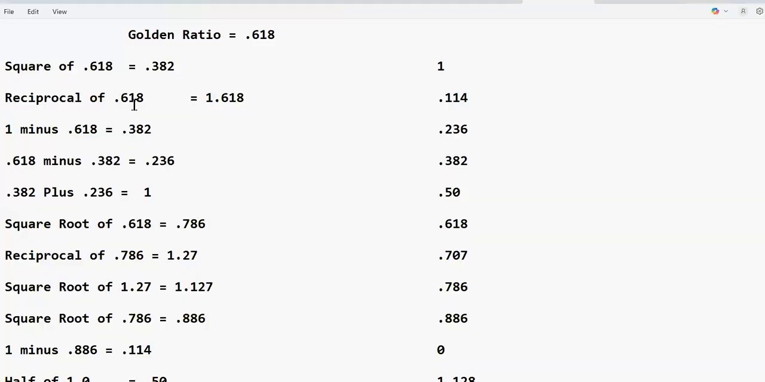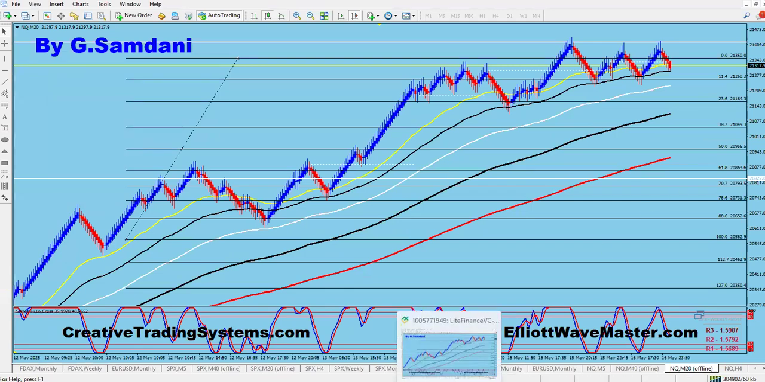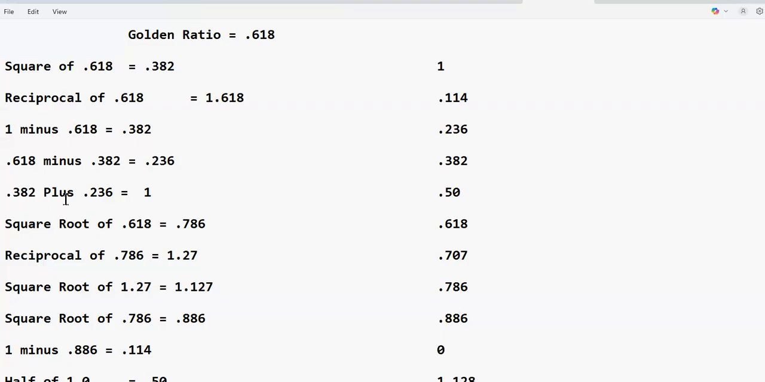Now, the reciprocal of 0.618 is 1.618. Reciprocal means 1 divided by 0.618. So that comes to this. Now, 1, the whole number, minus 0.618 shows you 0.382 again. Now, 0.618 minus 0.382 gives you 0.236, which is also a part of this number right there, the Fibonacci 2. And then 0.382 plus this equals 1.